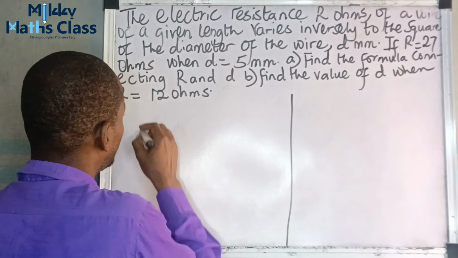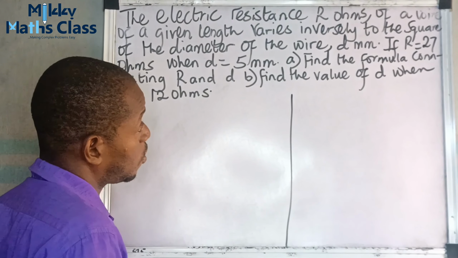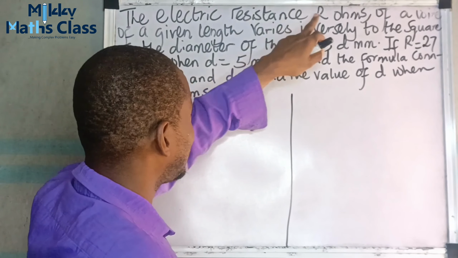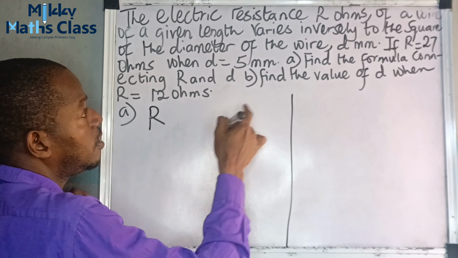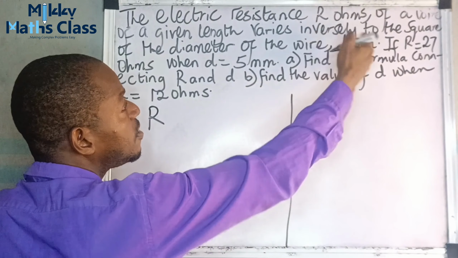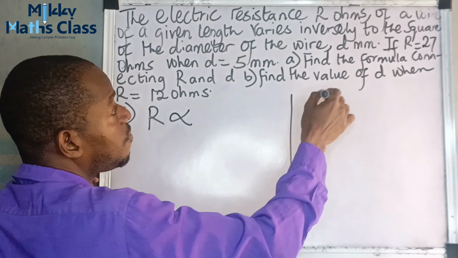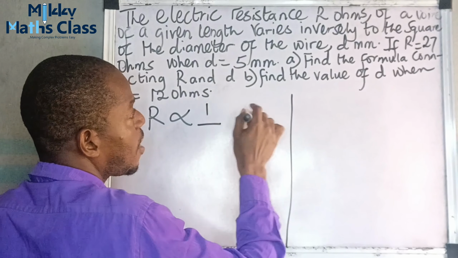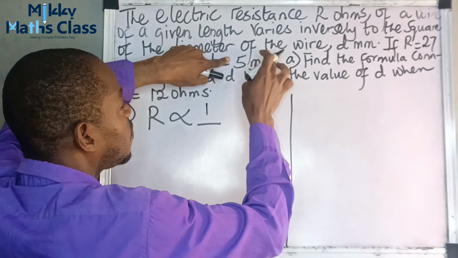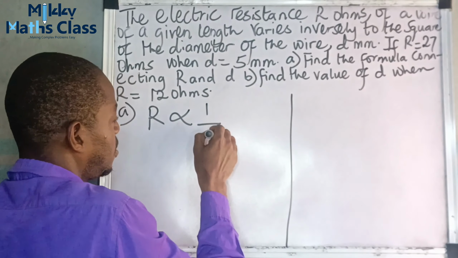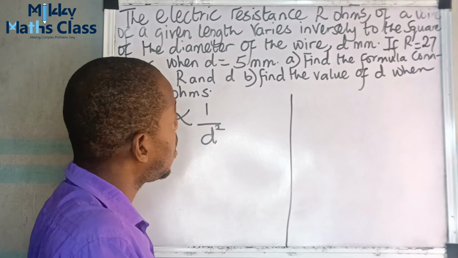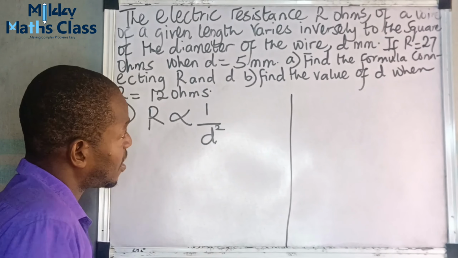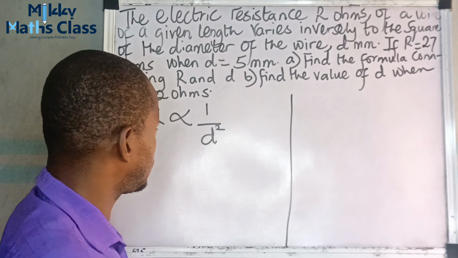Okay, let's look at the first one, the formula connecting them. The first line says the resistance R varies inversely, that's 1 over the square of the diameter D. This is the square of the diameter D. So we have brought out the first expression of the first statement.